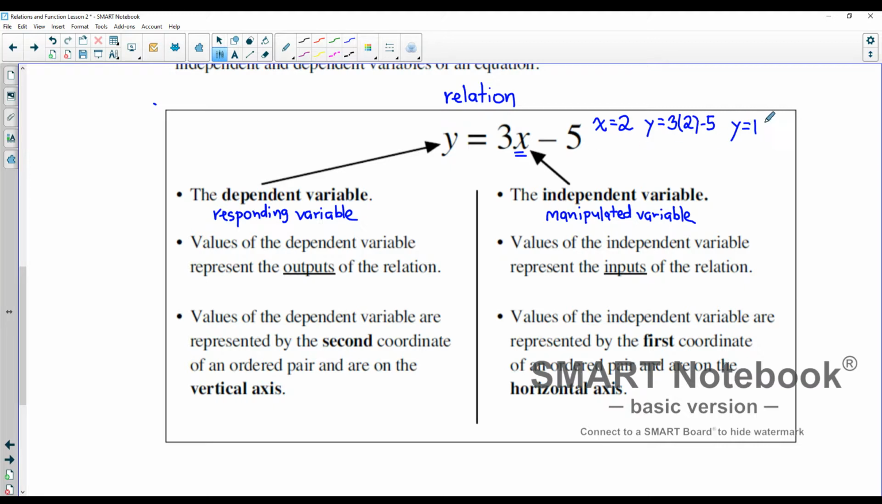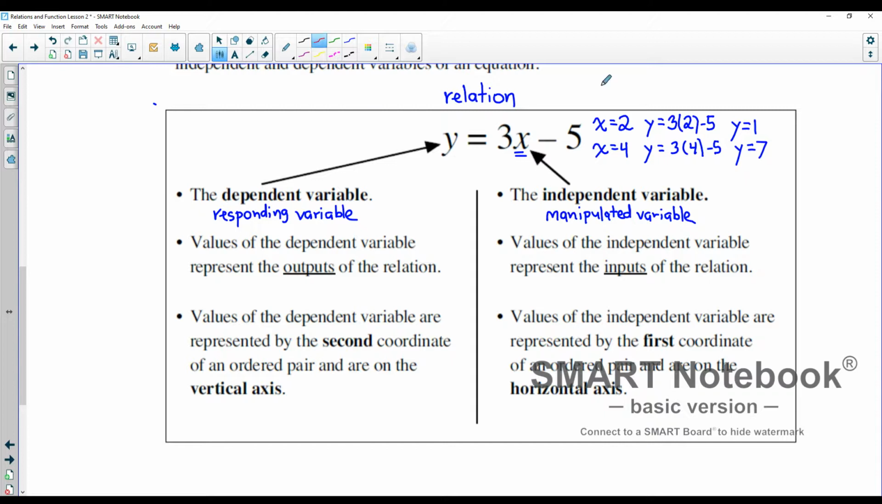So the reason it's called the dependent variable is it depends on which value of x you actually plug into the equation. If I change it to a different value of x, like for example, x is equal to 4, then you'd have y is equal to 3, and then replace the x with a 4 this time, so 3 times 4 minus 5. 3 times 4 would be 12. 12 minus 5 would be 7. So it's completely dependent on which value you actually plug in for x, hence why it's called the dependent variable.